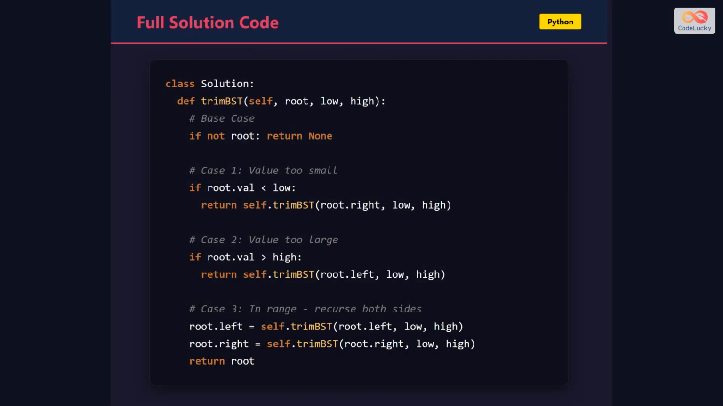Here is the complete Python code implementation. We define a function called trim_bst first. We have a base case. If the root is none, we return none. Then we check our 3 cases. If the value is less than low, we return the result from the right. If the value is greater than high, we return the result from the left. Otherwise, we are in range, so we update the left and right pointers by recursing and finally return the root.